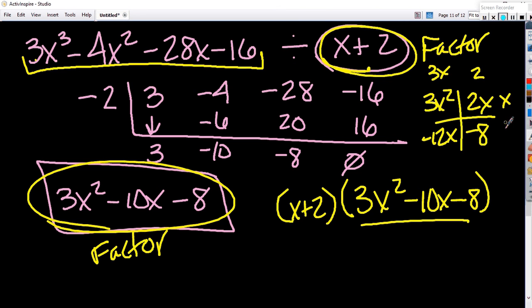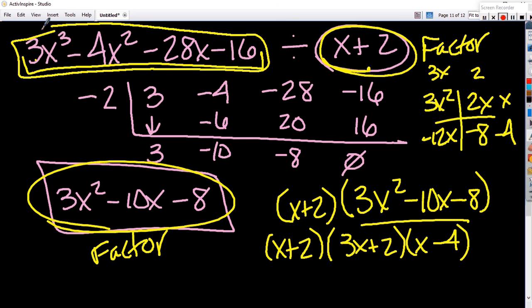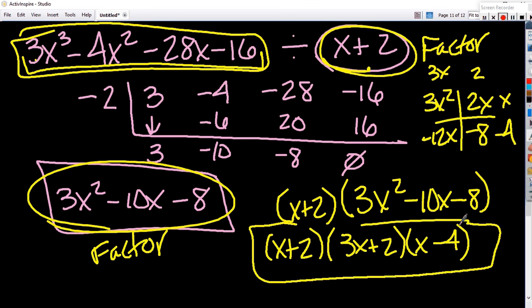3x. Do I just move what? You just leave the x plus 2. Yes, that's still part of it. x plus 2. Now I've got 3x plus 2, x minus 4. So this, factored completely, is this.